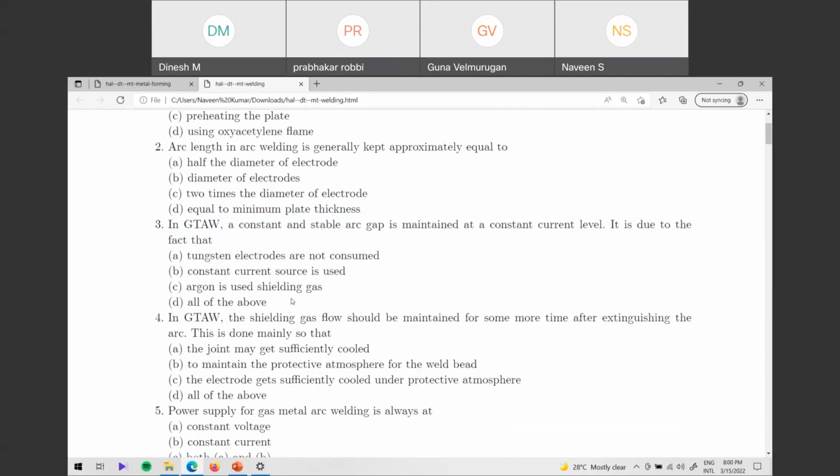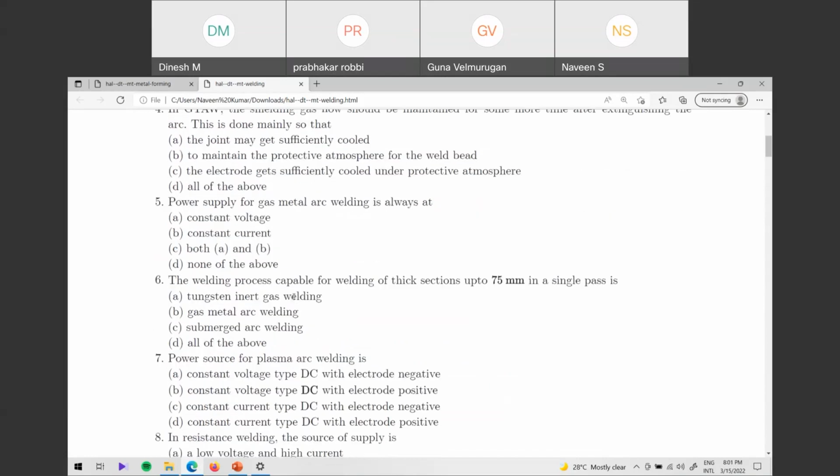In GTAW, a constant and stable arc gap is maintained at a constant current level. It is due to the fact that, tell me. Just read the question and tell me logically the reason why we are keeping the constant arc gap. Anyone? Answer is D. Why? Obviously, answer is D because tungsten electrodes are not consumable. You're right. Constant current source is used. You're right. And argon is used as shielding gas. You're right. All of the above. Okay. Next.